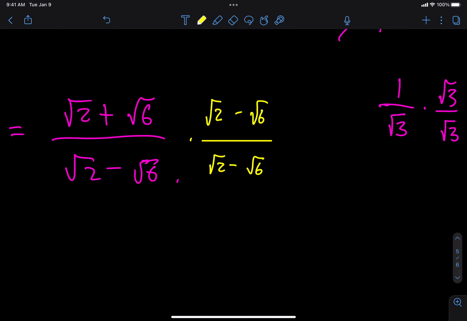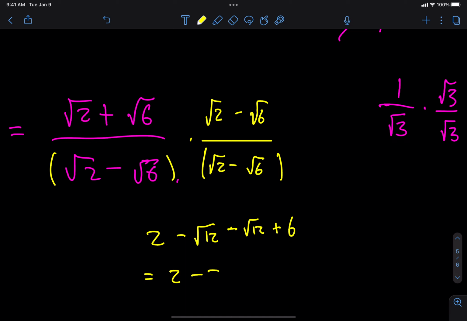then on the bottom we're going to FOIL, right? And we would get 2 minus root 12 minus root 12 plus 6, which would be 2 minus, oops, not 2, which would be 8 minus 2 root 3.